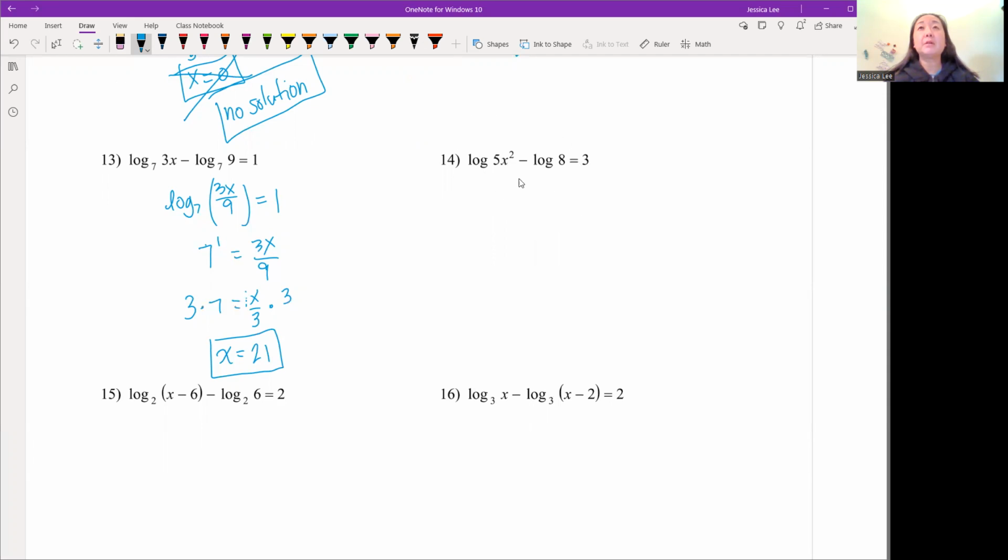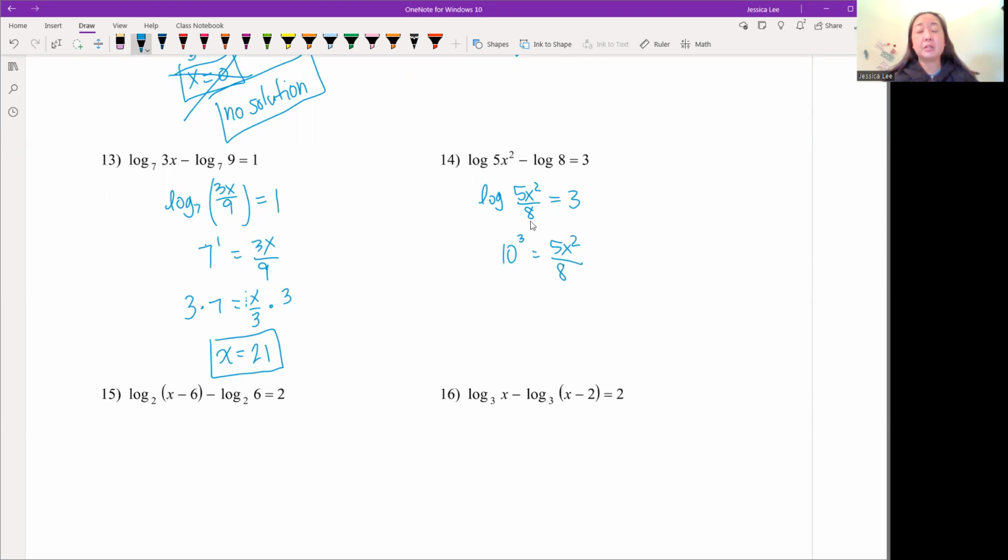All right, and then same thing with this one right here. It is a minus, so we are going to combine them. It's a common log, so it's automatically base 10. So it's going to be 5x squared divided by 8 is equal to 3. Remember, when we have this minus, it means when we combine them together, we're dividing. So again, we're changing log to exponents. So base 10 of 3 is equal to 5x squared over 8, right?